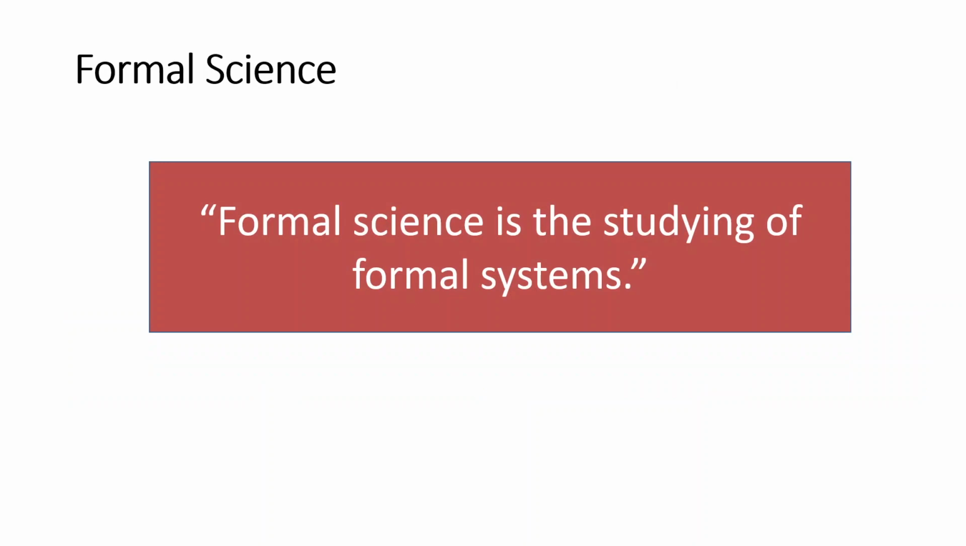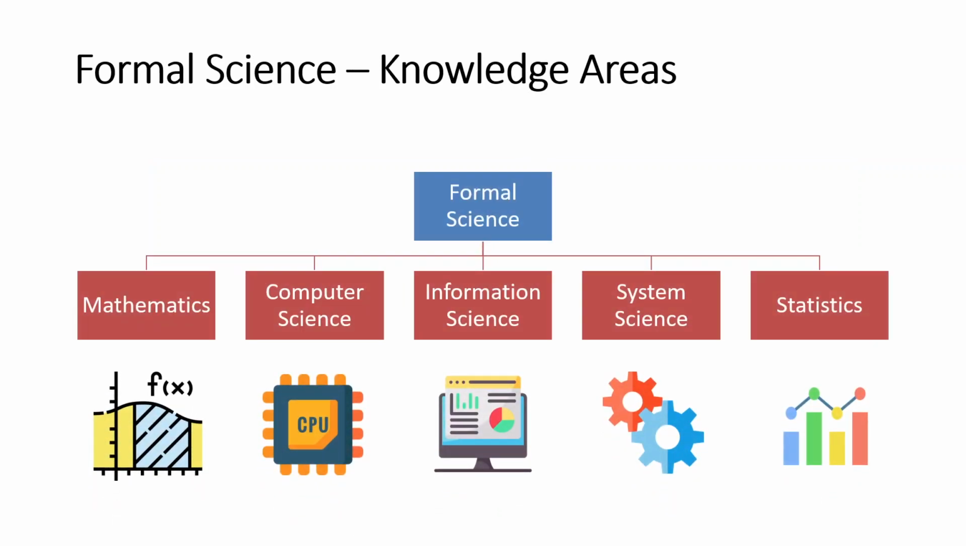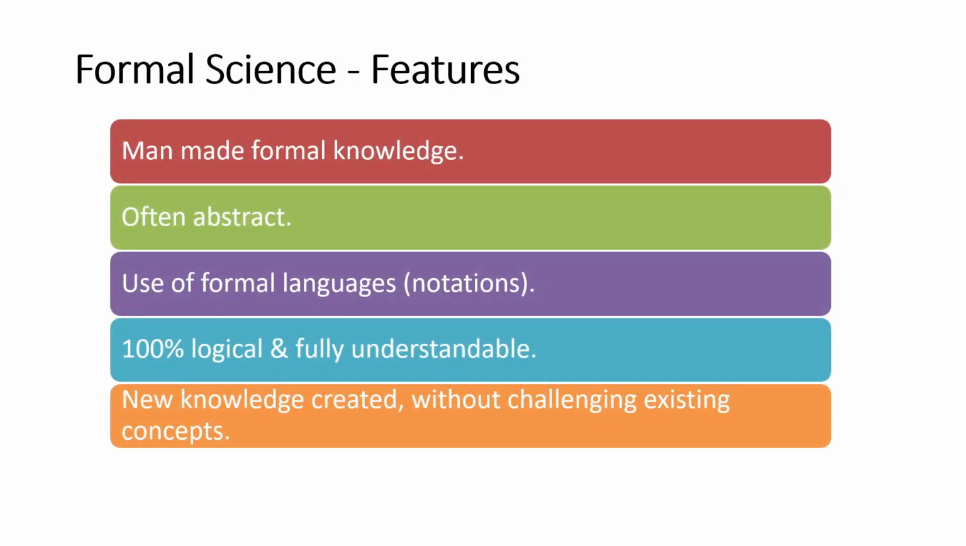Formal science is the study of formal systems. So the formal science subjects include mathematics, computer science, information science, system science, and statistics. And there are a few more. So let's see what the features of formal science are. We know it's obviously science, but there are some specific features. The first feature is that formal science is man-made formal knowledge. So therefore it is 100% logical and fully understandable because it's something that man has made. And also when new knowledge is created, often the existing knowledge is not challenged.